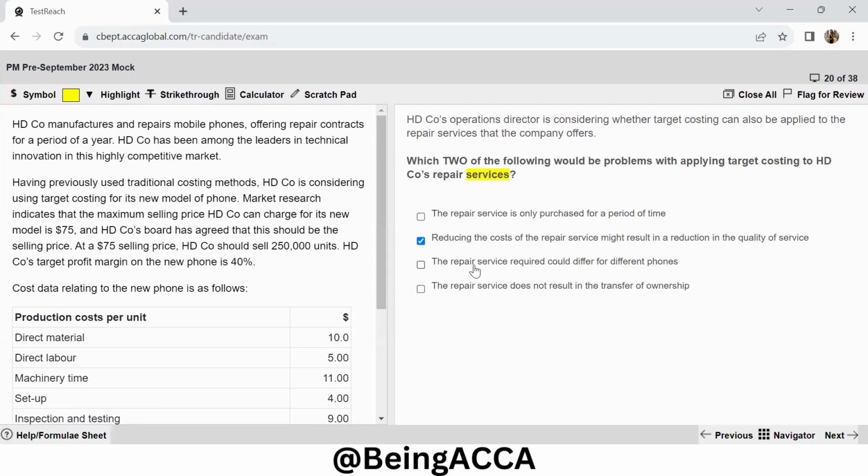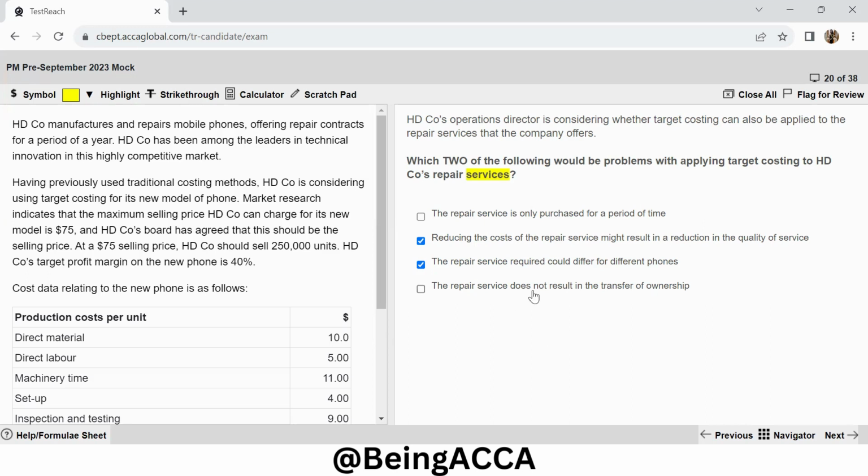So moving on to the next point, the repair service required could differ for different phones. Now, this is absolutely correct, because as we just discussed, the nature of services is such that some person would want something, the other person would maybe want something different. So it is also difficult to standardize services in that manner. Yes, this is one of the difficulties that can definitely arise if you apply target costing to services. Since there is no uniformity, it will be difficult to set only one specific target cost for all types of different services that can be needed, right?